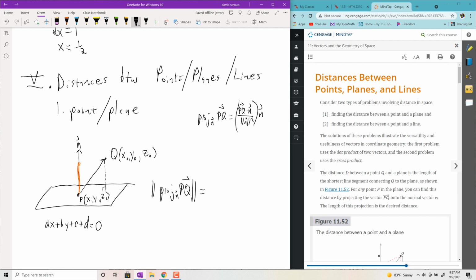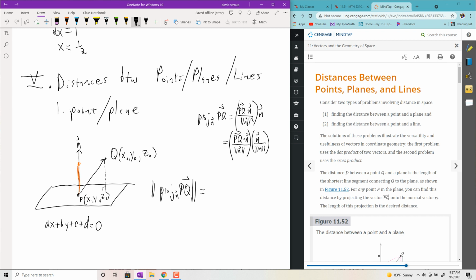So the magnitude of that thing is basically the scalar multiple of the unit vector n over the magnitude of n. So you can rewrite it like this, and then you have this all over the magnitude of n. And because this vector here is a unit normal vector, the length of the projection is just the absolute value of the scalar.